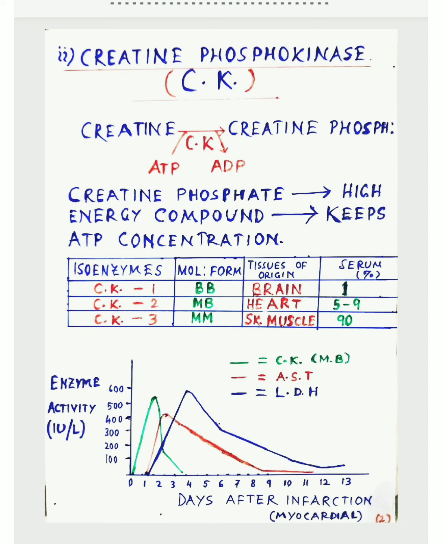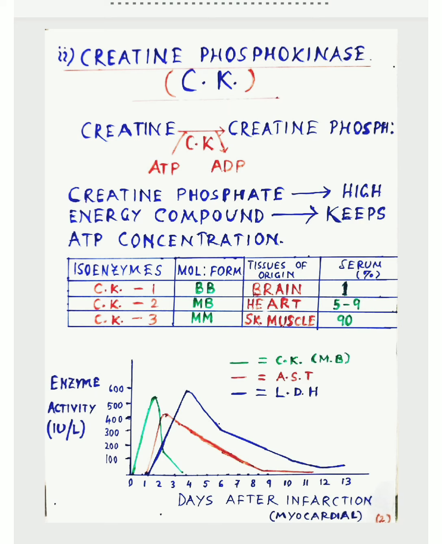Function: CPK is important for production of creatine phosphate. This is a phosphagen, a very high energy compound which helps in maintaining ATP concentration. And I have shown you the reaction in the above part of the sheet. Creatine phosphate, a high energy compound, keeps ATP concentration. So actually, CPK is important for production of creatine phosphate.